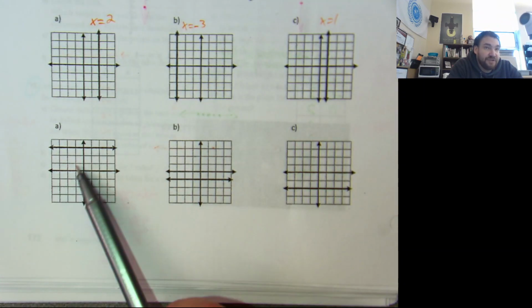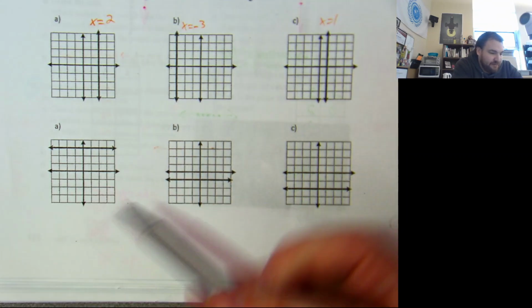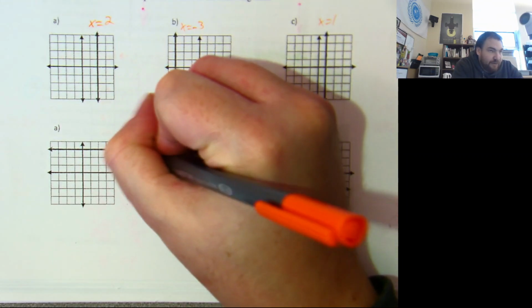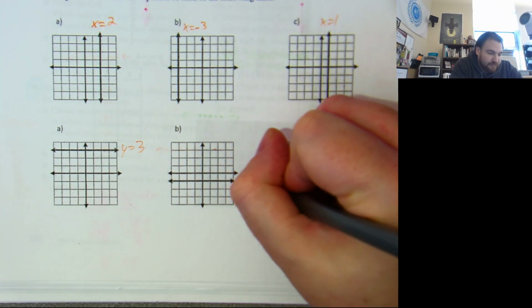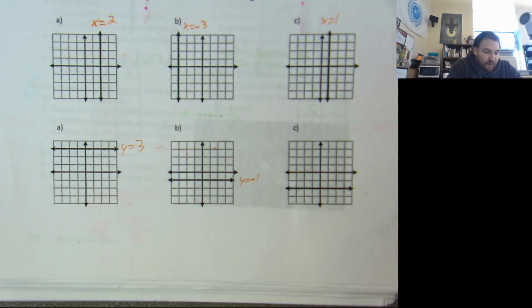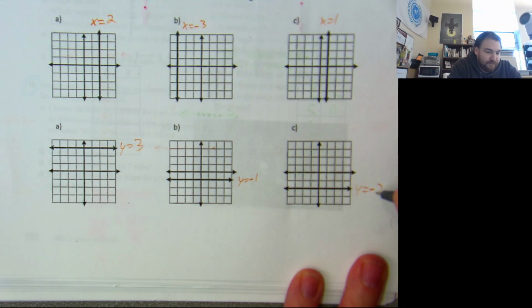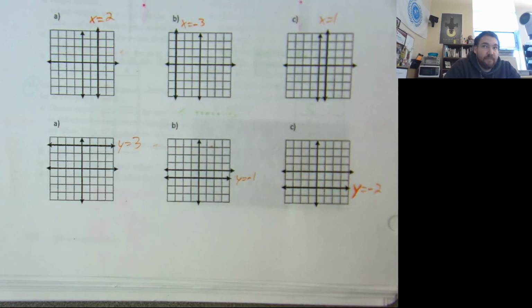Likewise, if you have horizontal lines, the Y is locked. Yes, Lucas, Y equals 3. Y equals -1. And Y equals -2. There it is. Flip the page.